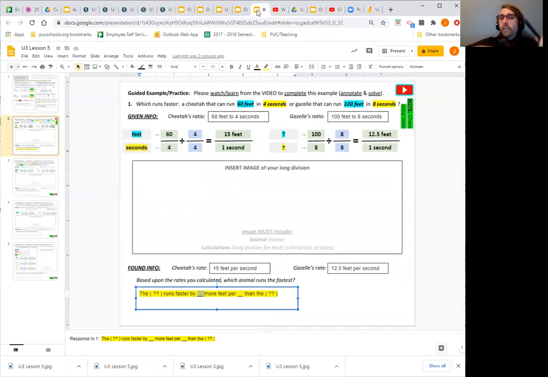So 2.5 feet. If you add 2.5 feet to the gazelle's rate, then you would end up with the cheetah's rate. So the cheetah can run 2.5 feet more per second than the gazelle can.